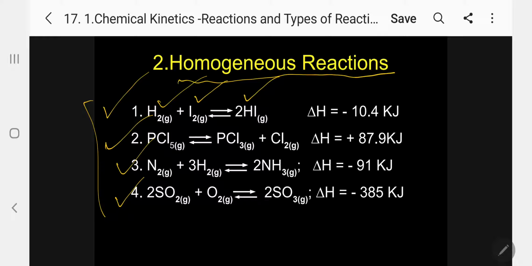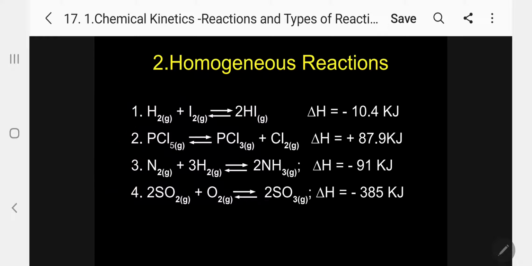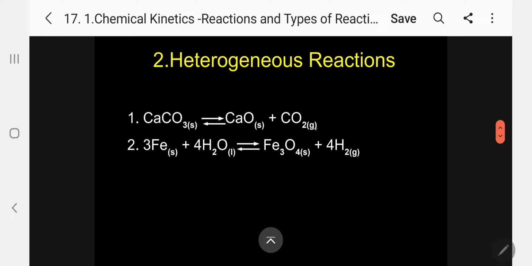So that means both reactants and products are in the same phase. Here I have given the gaseous phase. Now a heterogeneous example, kindly follow the same example here I am giving. Calcium carbonate, solid. Calcium oxide, it is solid, whereas carbon dioxide is a gas. So two different phases, solid phase and gaseous phase, are present. So it is a heterogeneous reaction.